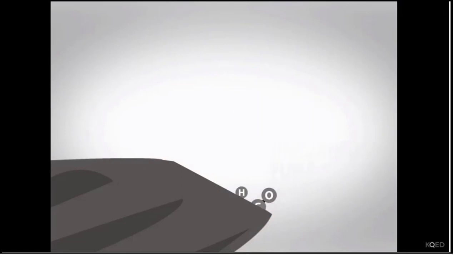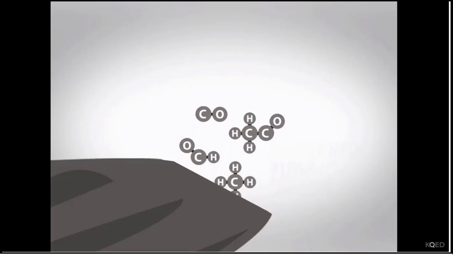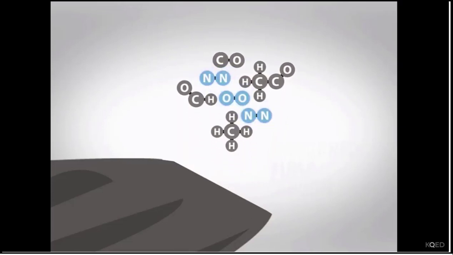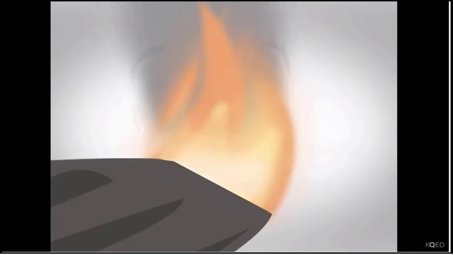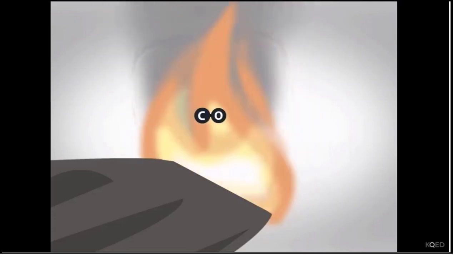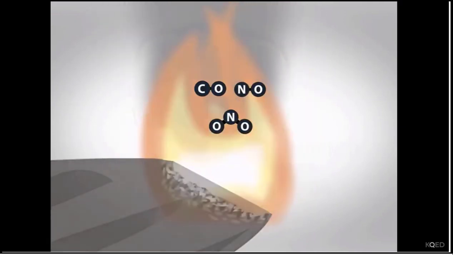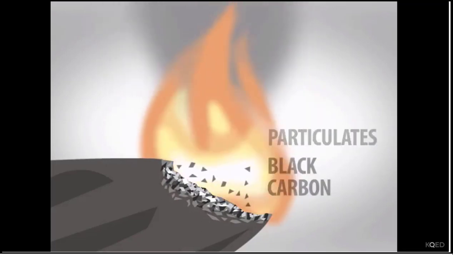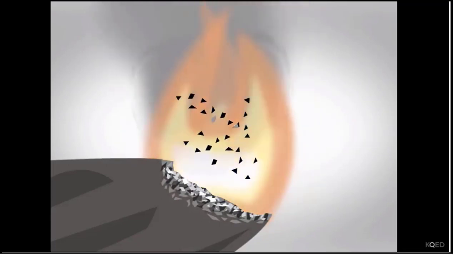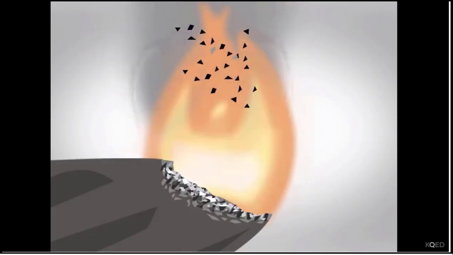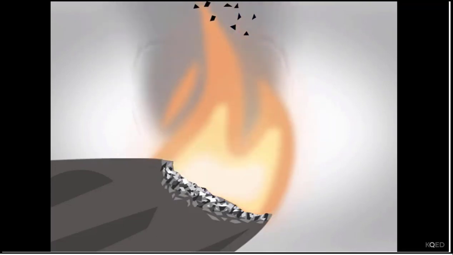So if any of these conditions are not met, then the vapors from the wood combine with the oxygen and nitrogen in the air, and they form other kinds of molecules and compounds, like carbon monoxide, nitrogen oxides, as well as unburned fuel and particulates or black carbon. These types of compounds are what make up smoke, which is bad for the environment and for human health.